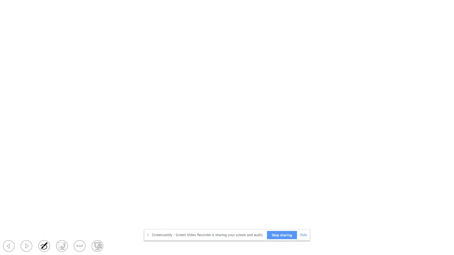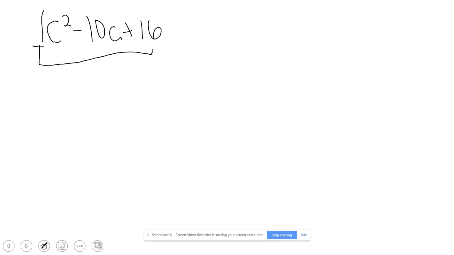Our second example, we have c squared minus 10c plus 16. So we're again going to check and see. There's a 1 here for our a. Is there any common factor overall between 1, 10, and 16 that I can reduce all three of those by to make them smaller? And the answer to that is no.